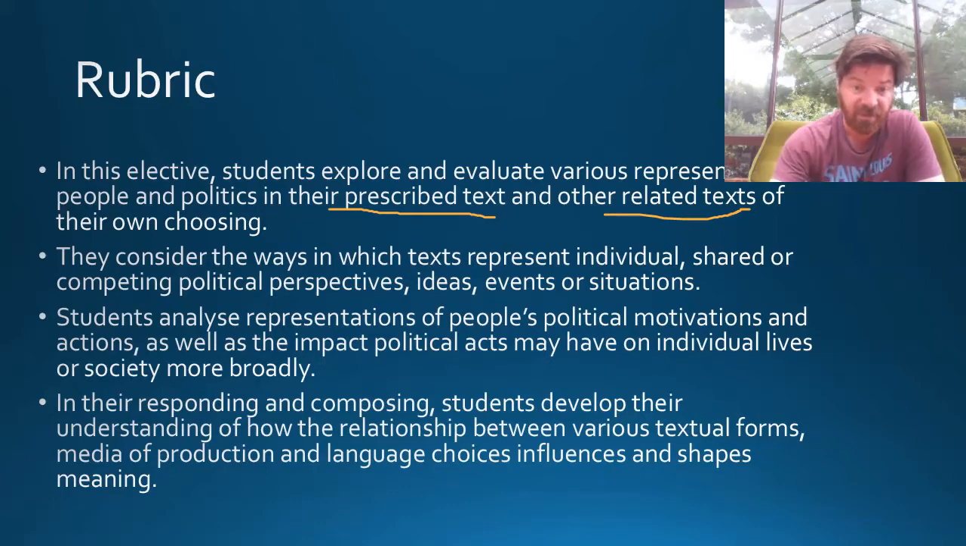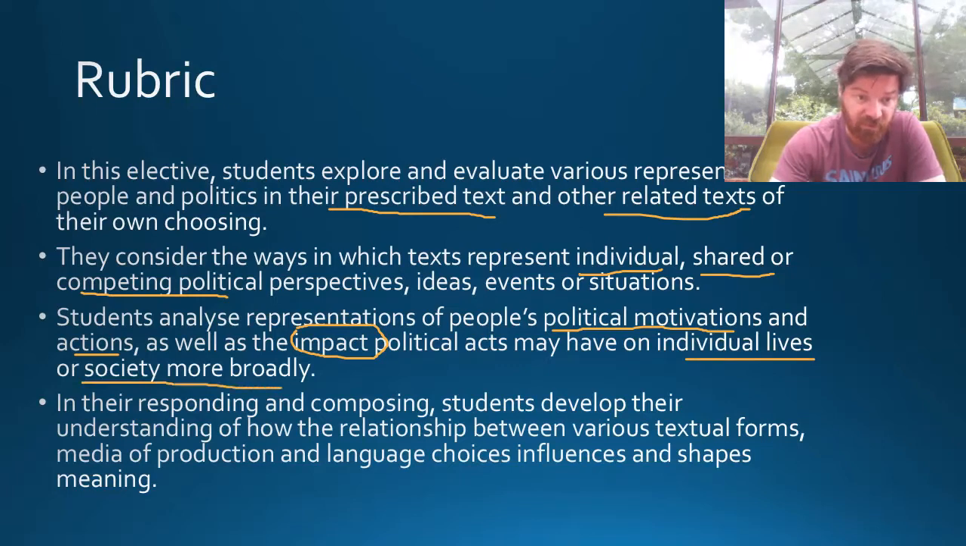Easy peasy. Then we have a look at how they represent individual, shared, and competing or conflicting political perspectives, ideas, events, and situations. We've had a big look at that. Then we have a look at people's political motivations and actions, and more importantly, the impact these actions have on individual lives or society more broadly. Now, that's something we haven't had a look at, but it's basically through their motivations and actions. This comes through in the body paragraphs, which will be in the second summing up video.